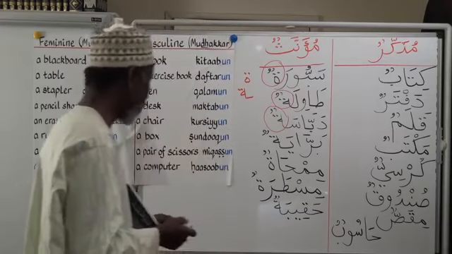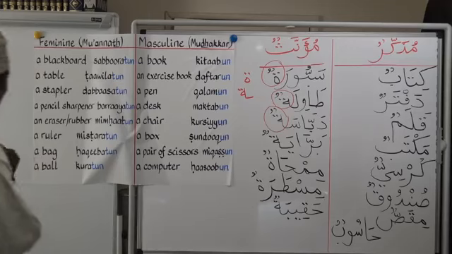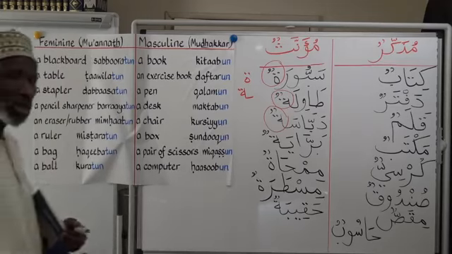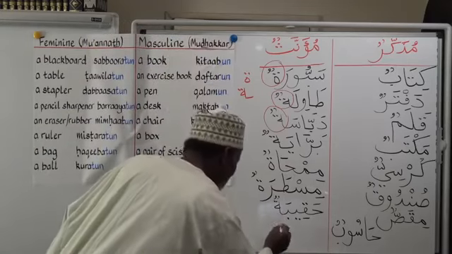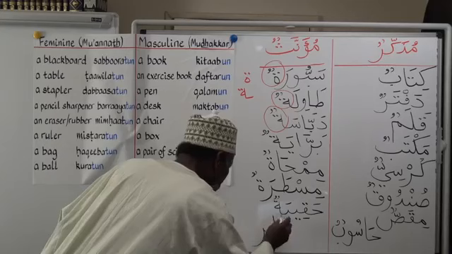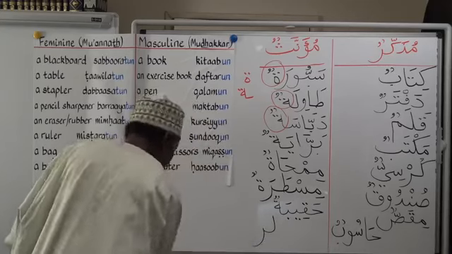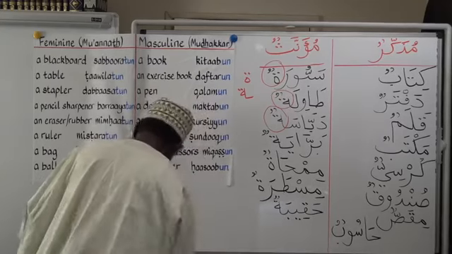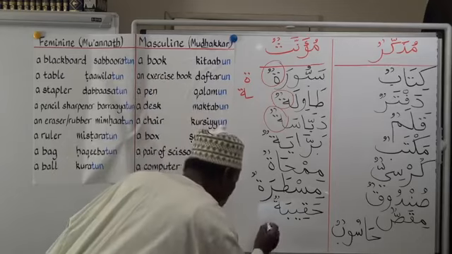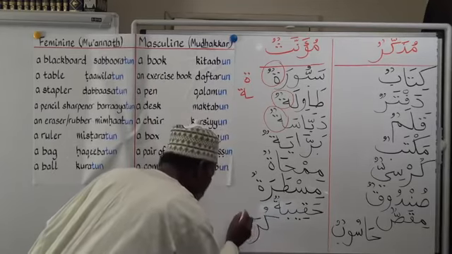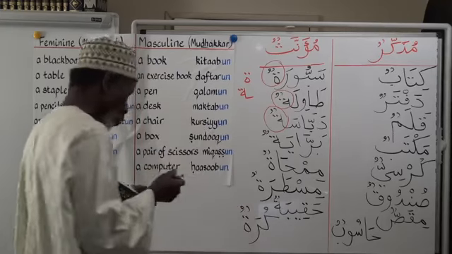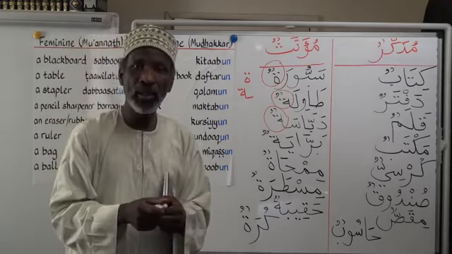حاسوب. A computer. And the last one under the mu'annath section is a ball. كرة. A ball. Let's write it here. So you squeeze it a little bit where you can identify it easily. So كرة. A ball.